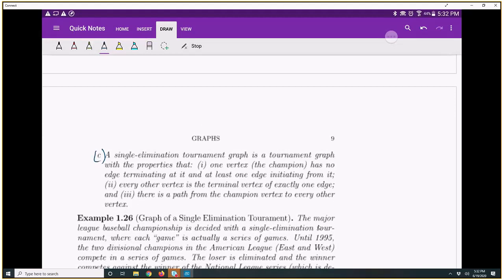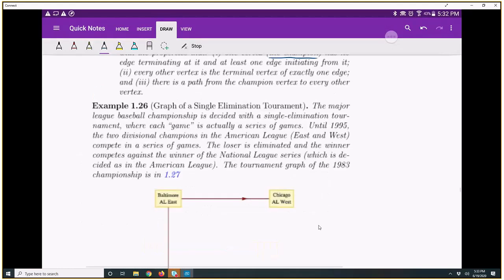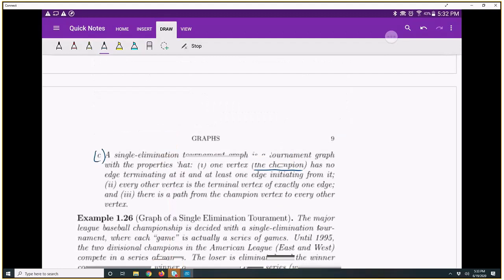A single elimination tournament graph is a tournament graph with the properties that one vertex has no edge terminating at it and at least one edge initiating from it, and that vertex will be the champion. Every other vertex is terminal vertex of exactly one edge, because it's single elimination. And there is a path from the champion vertex to every other vertex. So let's see an example of that.